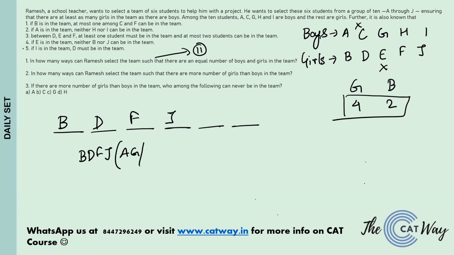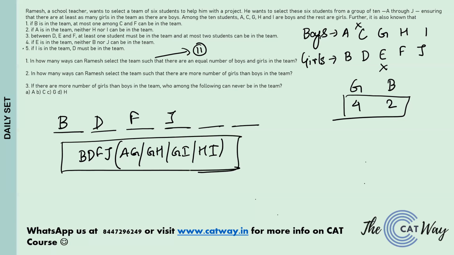The other groups that are possible: if there is G, G can form a group with H. There is no issue with anybody. G can form a group with I. No one has any issues. Also, H and I can form a group and come together because none of the conditions are getting violated. So these are the only 4 cases that are possible in question number 2. So the correct answer for this will be 4.